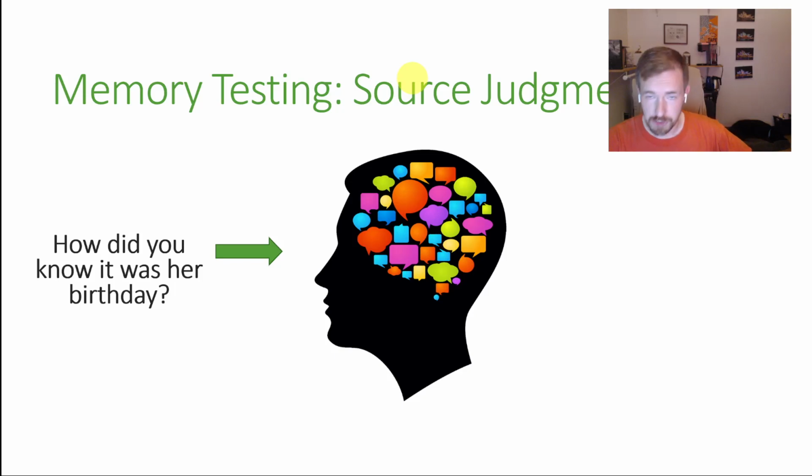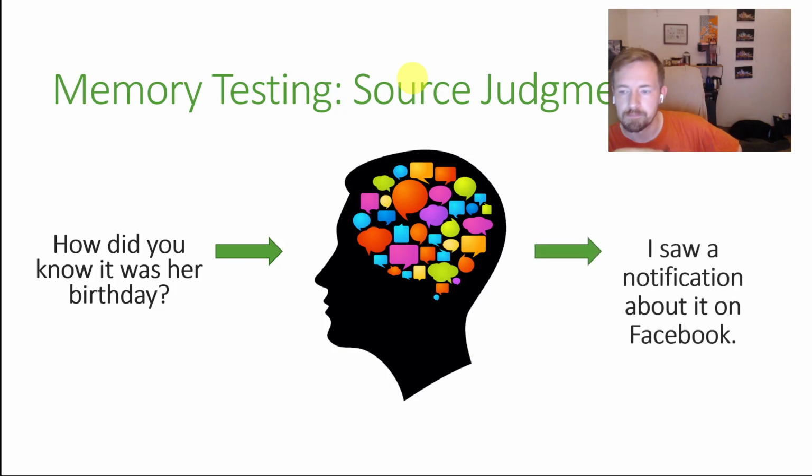And then we have source judgments, which would be, how did you know it was her birthday? In that case, you could say, I saw a notification about it on social media or whatever. That's an example of a source judgment. You remember where you got that information.